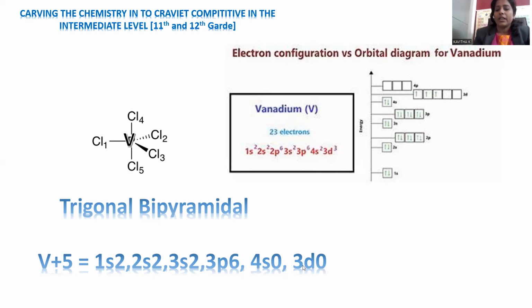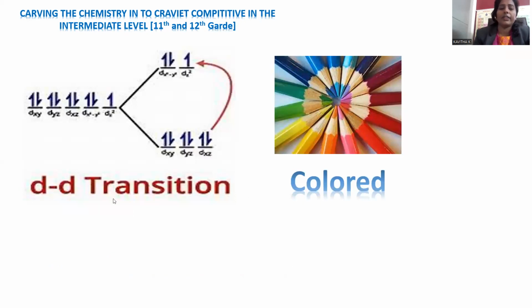Whenever d orbital electrons are present, and d transitions are possible, like any d electron migrating from a lower energy level to a higher energy level, they are able to exhibit colored compounds. So many colors are possible. Different colors are observed for different kinds of compounds. If you take chromium, that exists in orange color, manganese complexes are purple in color, nickel complexes are green in color. In this manner, so many intense colors are possible for d block elements. That is due to d-d transitions.